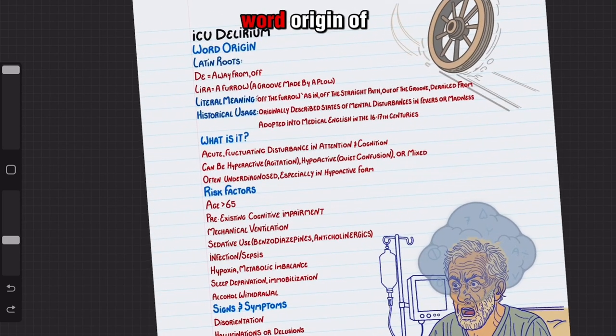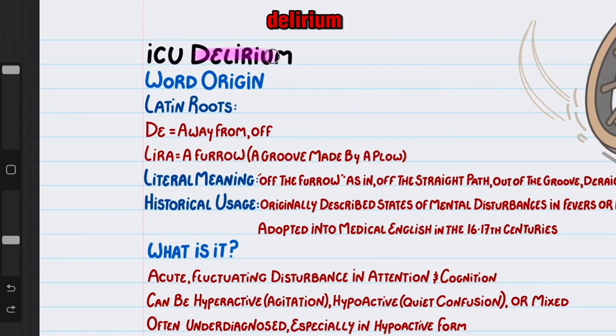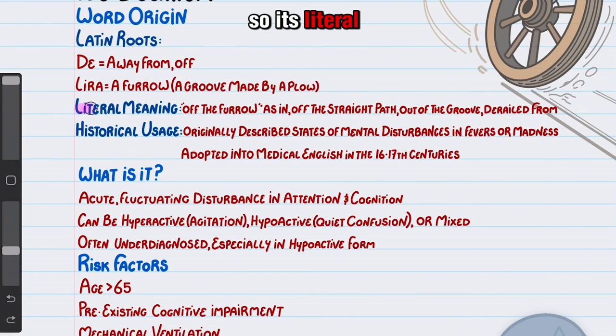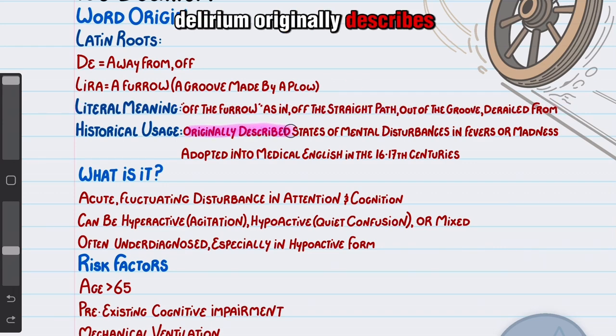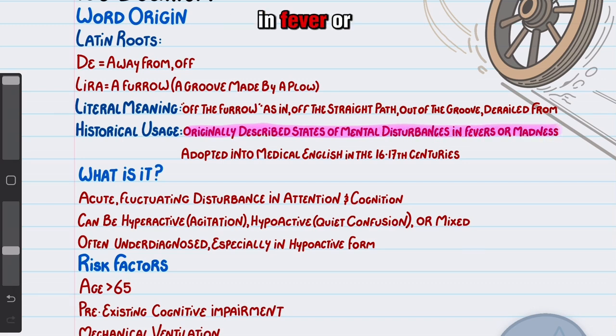Let's start by looking at the word origin of delirium. Delirium comes from Latin, and it's broken down from de, or away from, and lira, which is a furrow or a groove made by a plow. So its literal meaning is off the furrow, as in off the straight path, or out of the groove, or derailed from. Delirium originally described states of mental disturbances and fever or madness, and it was adopted into medical English in the 16th and 17th centuries.